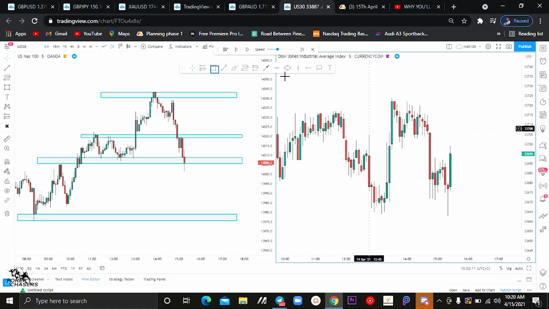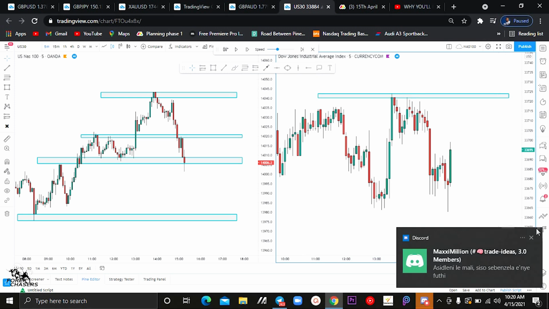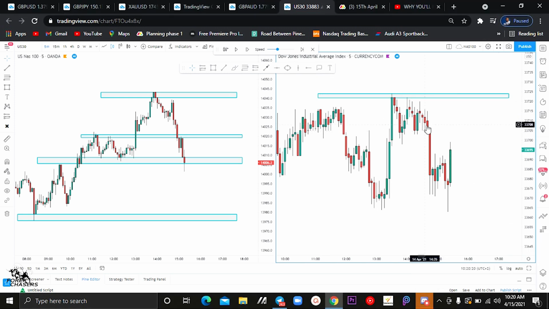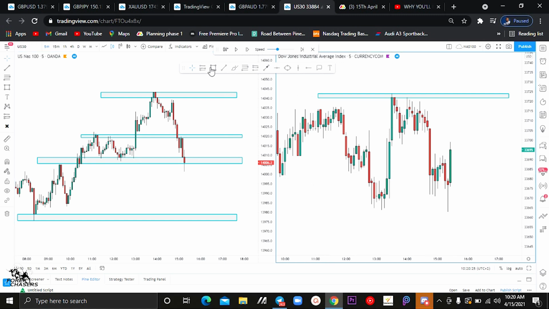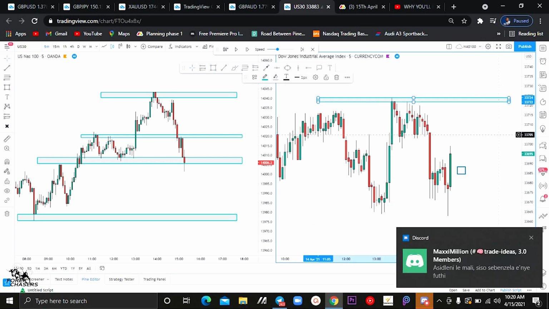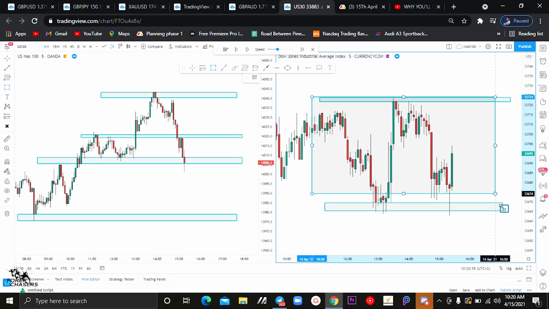On the other side, on US30, I had my key area here. You can see that I have my screen split into two. I have my US30 on my right, and on my left I have my Nasdaq. You can see that I have my top area there, my resistance, and then here I have my support. And as you can see, the market is ranging in between this box. I call this a Mamba box.